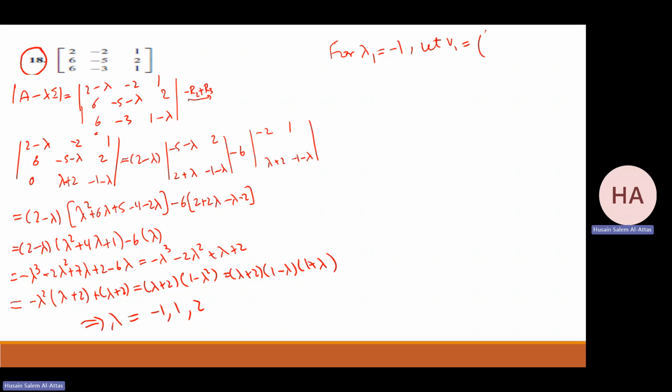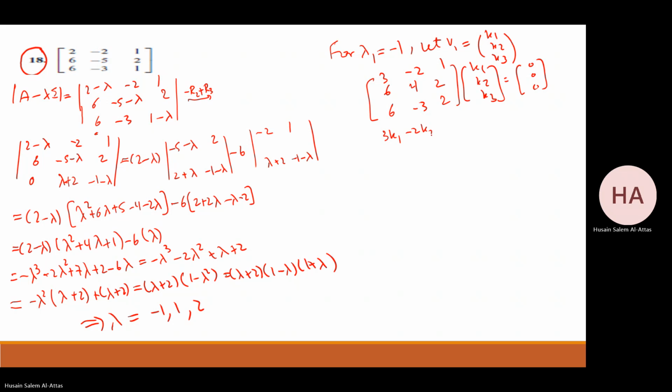I let V1, K1, K2, K3. So I have what? 3 minus 2, 1, 6. Minus 5 minus 1, that will be 4, 2. 6 minus 3. 1 minus 1, that will be 2. Times K1, K2, K3 equals 0, 0, 0. And solve these three equations. Which is not easy to do.